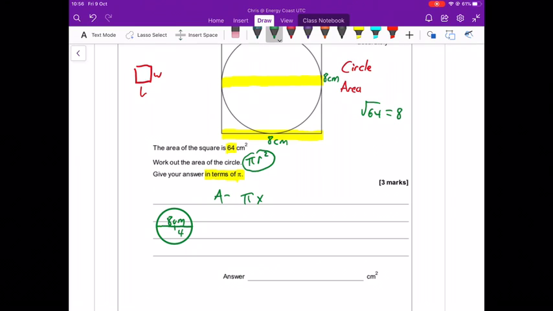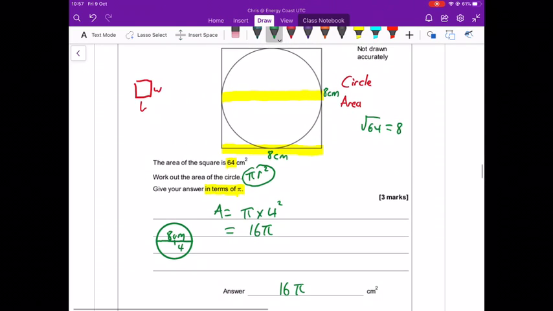So I'm going to use that in my formula. What I've got is the area of the circle, it's pi times the radius, which I've just worked out as 4 squared. What is 4 squared? It's 16. So it's 16 times pi, or 16 pi, and that is your answer straight away. That's all we need to do. Circle questions are actually easier in non-calculator, if anything, because you don't have to mess around with decimal places and that sort of thing. So that is your answer.